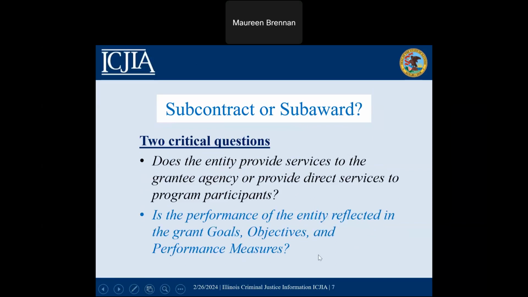When we're determining whether we have a subcontract or a subaward, there are really two critical questions. Does the entity provide services to the grantee agency or provide direct services to the program participants? Second question is, is the performance of the entity reflected in the grant goals and objectives and performance measures?